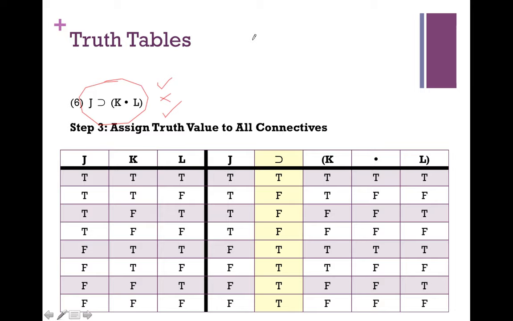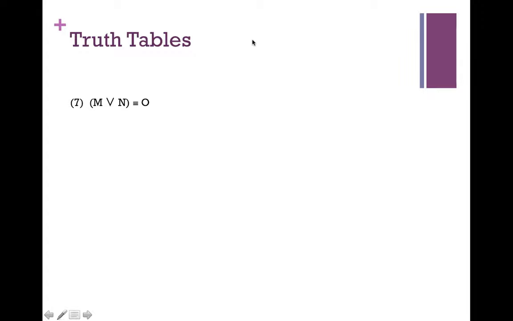All right. Number 7. M or N, if and only if O. So the first thing we have to do is calculate our main connective. We have two connectives, or, and if and only if, the biconditional. The parentheses restrict the scope of or, so that it applies only to this compound proposition. Whereas the biconditional applies both to this atomic proposition O, and to this entire compound proposition. For that reason, the biconditional is our main connective.